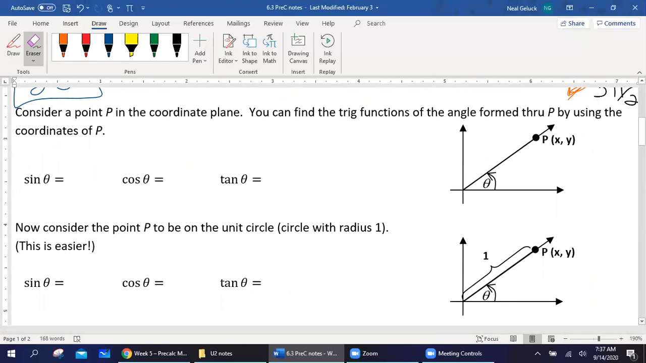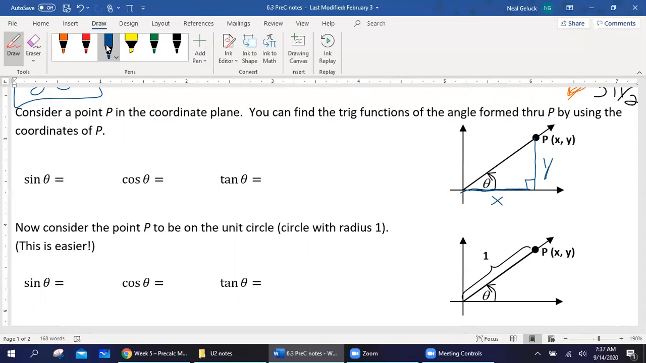So consider a point on the coordinate plane. So it's got coordinates x, y. We're going to build triangles off of the point, always to the x-axis. So we're going to build a right triangle. The sides of this triangle, well, the horizontal is just whatever the x value is. The vertical is whatever the y value is.